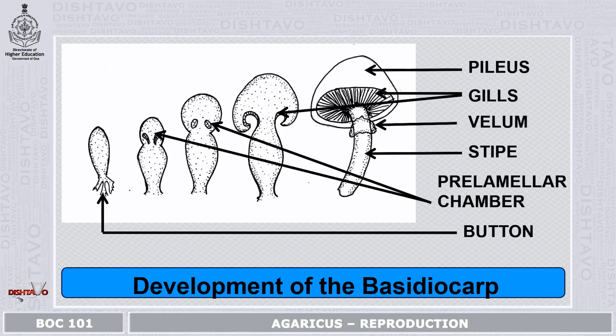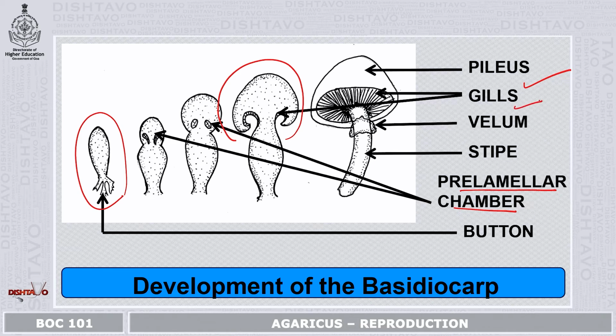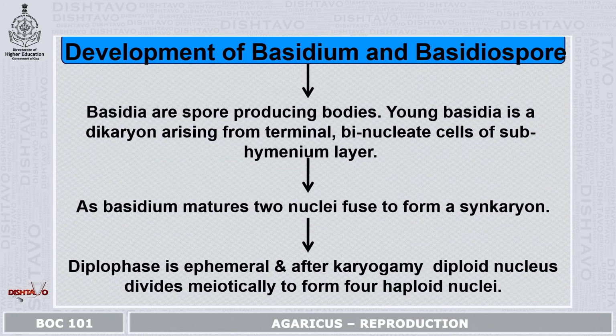So this is how, students, this is the button mushroom stage. It starts forming the prelamellar chamber. Then it increases in size. The growth is faster in the apical portion, forming an expanded portion, which is the pileus. On the lower surface, you have the gills. The velum remains attached, hanging like a collar, and it forms the annulus, and this is the stipe.